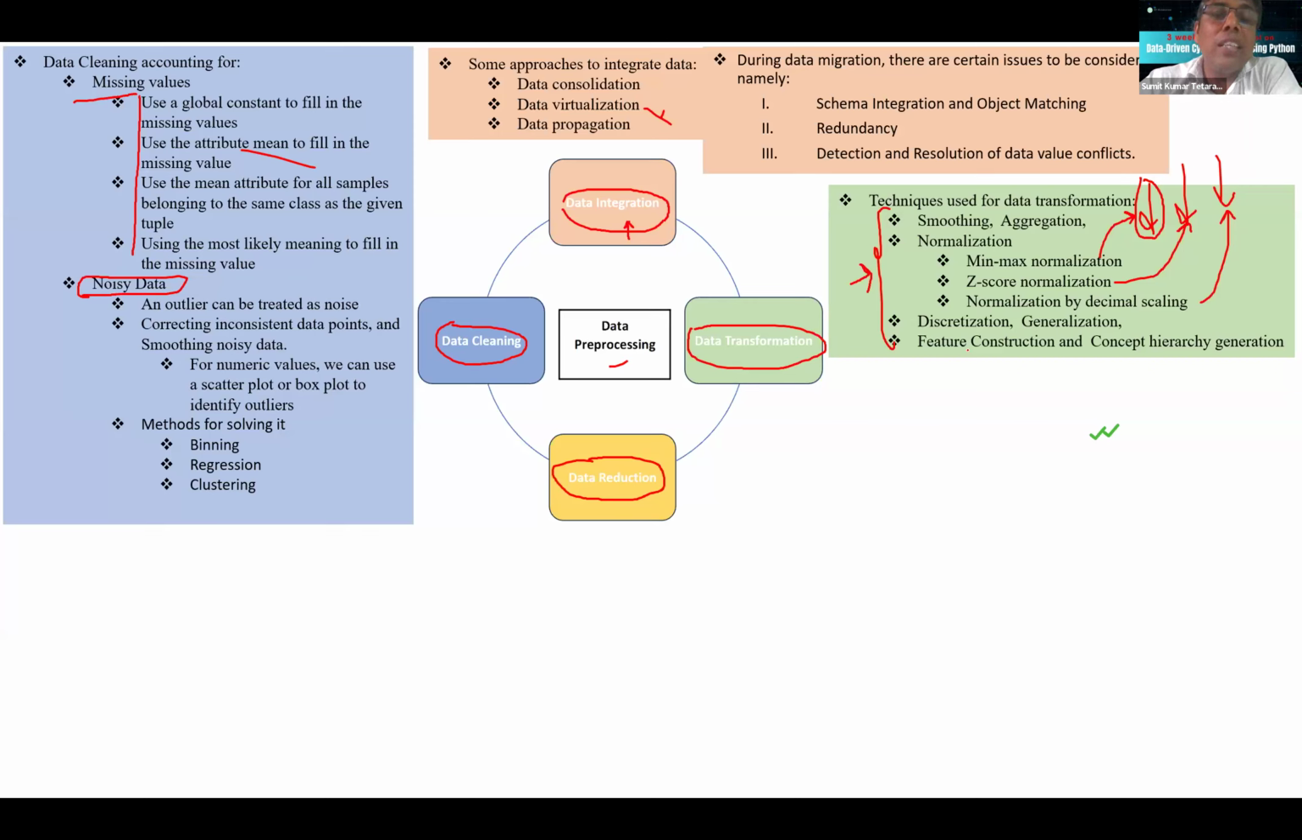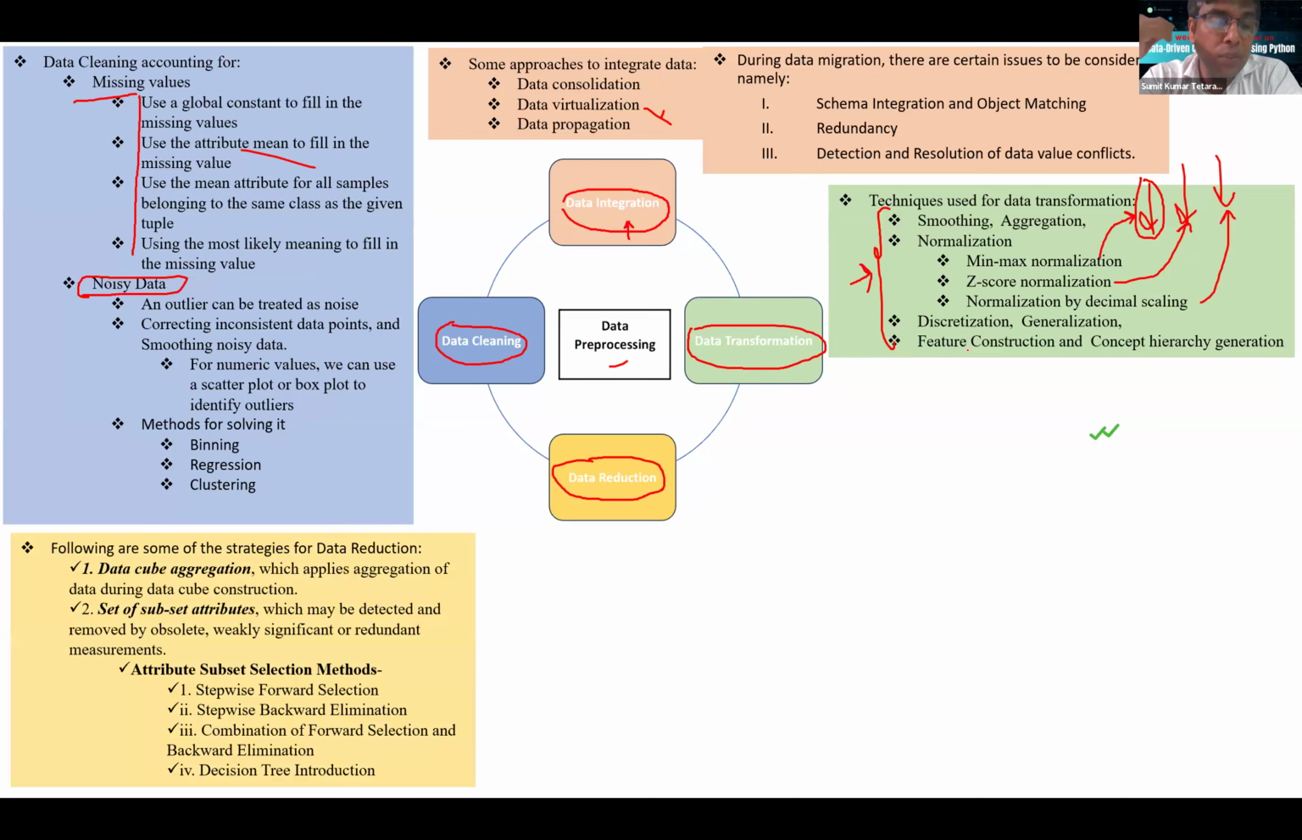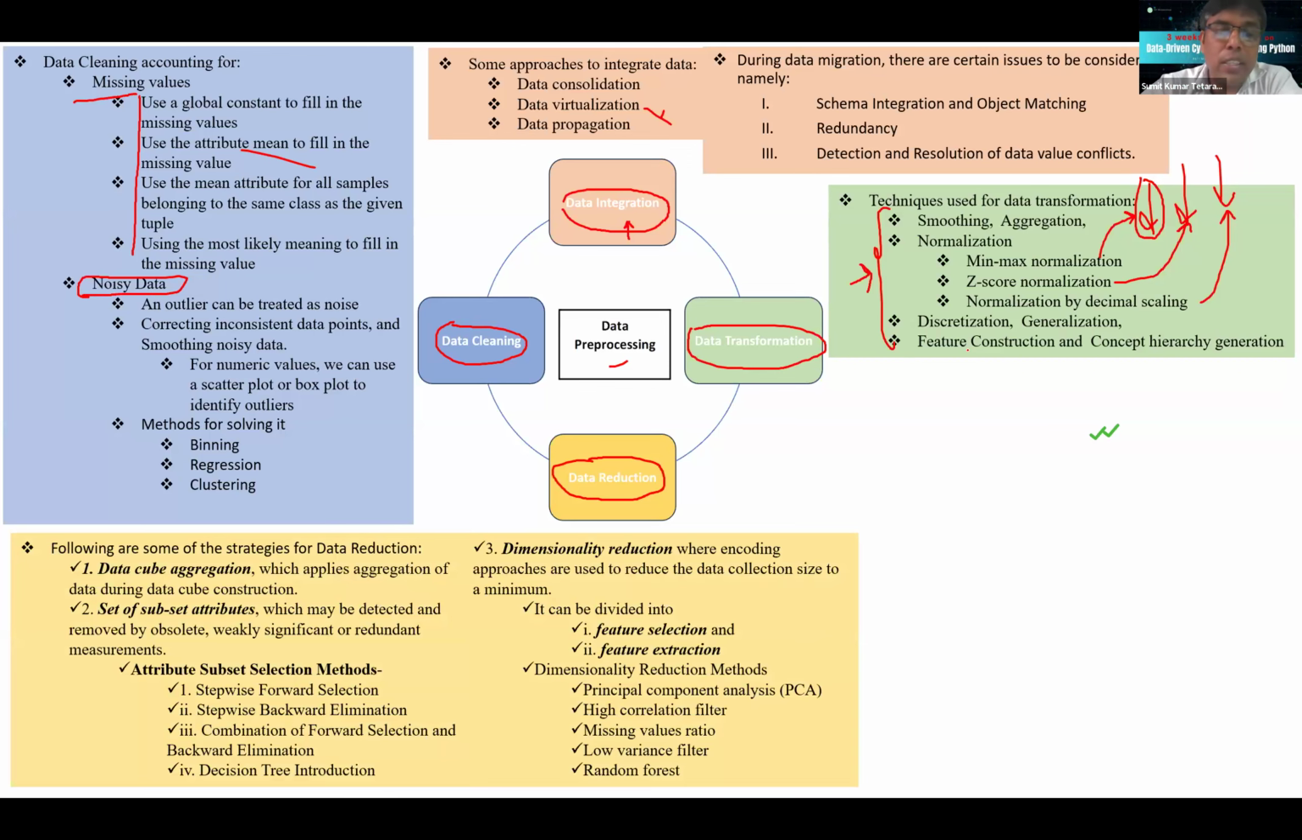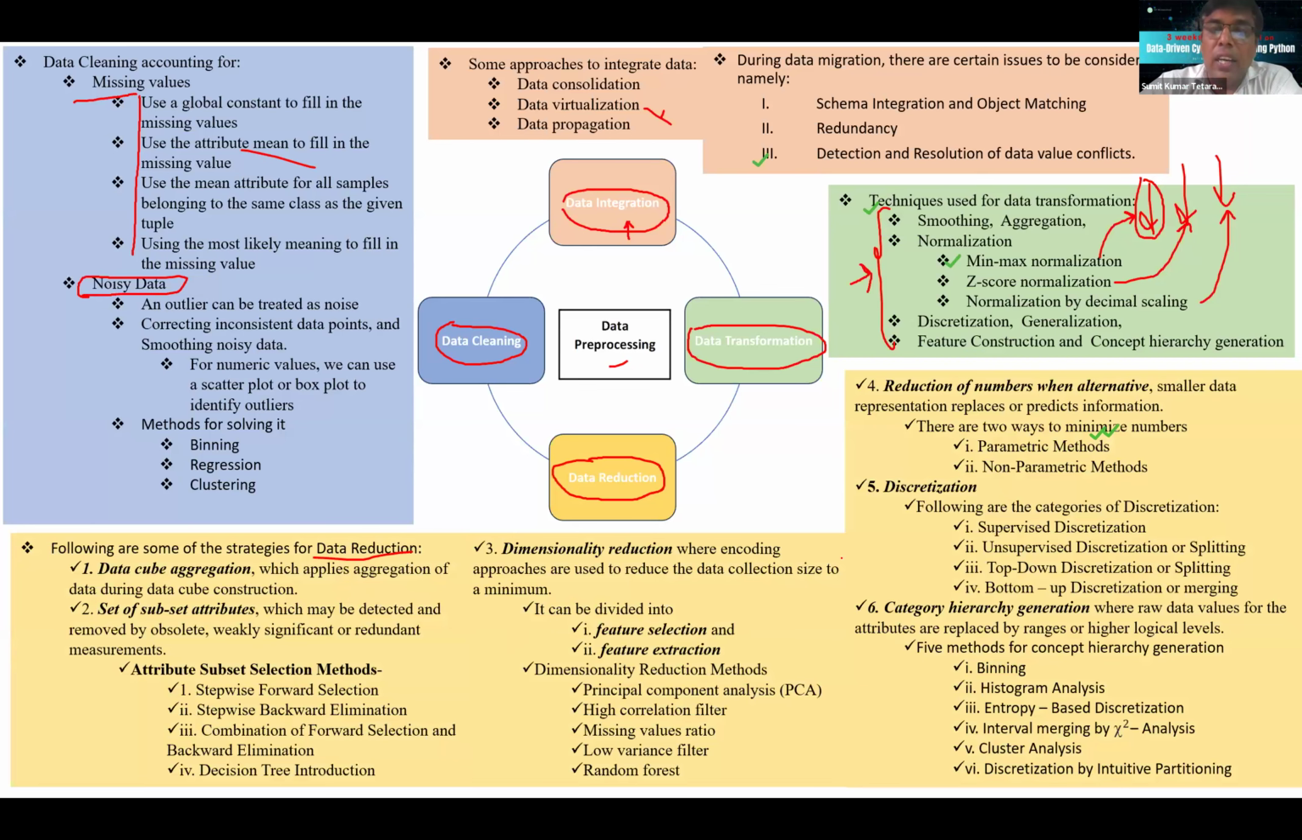Now data reduction: if you see that some columns are not really important for your predictive analysis, you may reduce them. You have lots of techniques, and among them you can use the techniques that are there. You can see all are related to data reduction, and some of them you can see are repeated, like discretization is here also, discretization is here also.